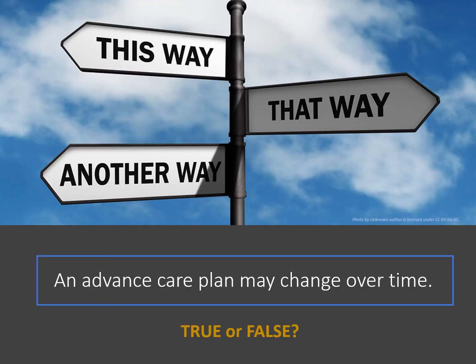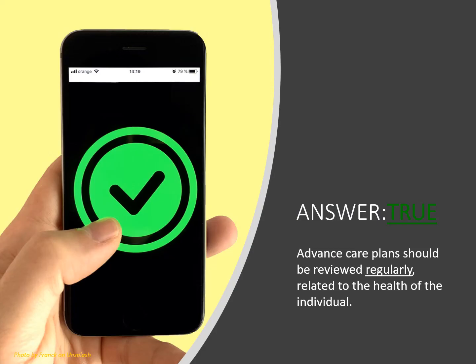Another question here, an advanced care plan may change over time, true or false? And the answer to that, of course, is true. And really, if we are providing care that is congruent with somebody's situation, somebody's deterioration, as oftentimes our older adults, we know that they're going to slowly deteriorate cognitively and physically. And while this process is happening, advanced care plans should also be reviewed regularly. And they really should be in congruence with the health of the individual.